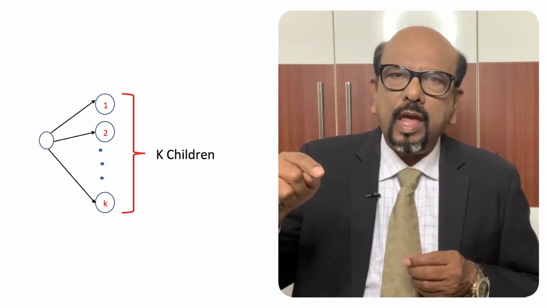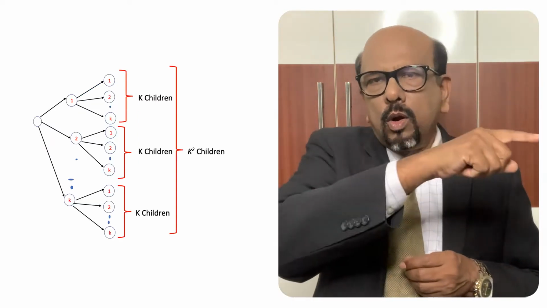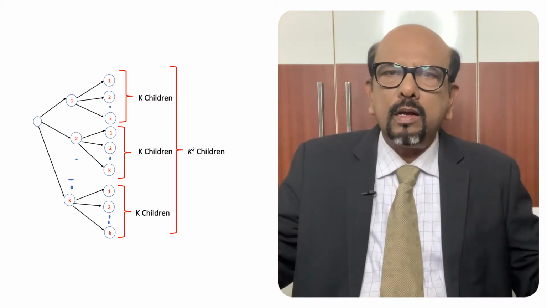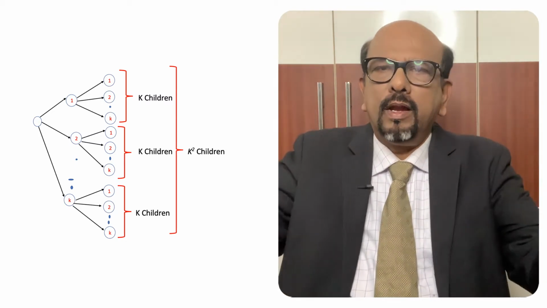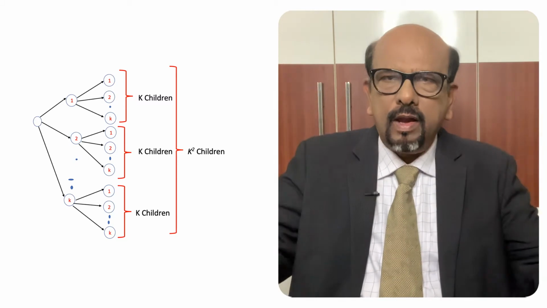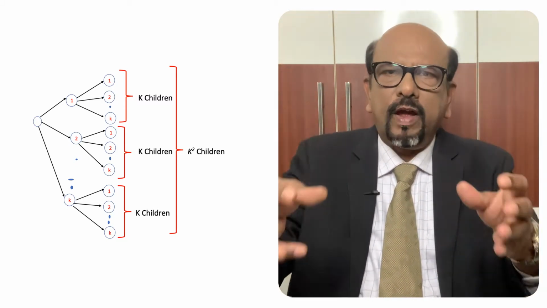For each of the k, we create k more children so that totally there are k square children. Out of k square, you choose again only k children and proceed. Proceed means for each of those k, you find k children. Then among those k square, you choose k children and so on. So that is called local beam search.